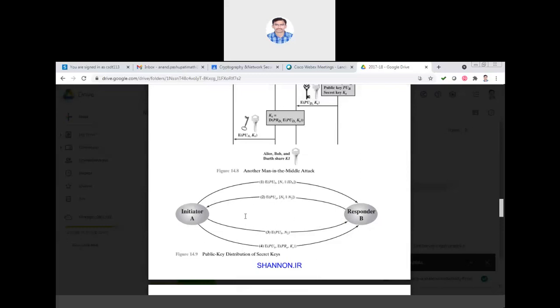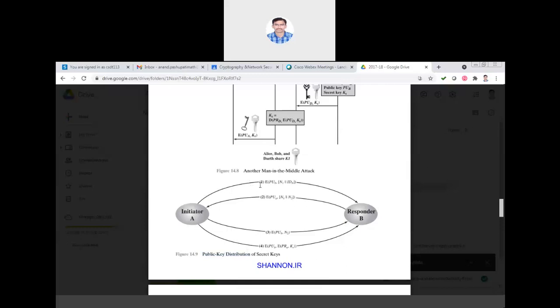Now it is simply enhanced. It's an enhanced version of the previous diagram. They try to secure the process, as it was not secure and a man-in-the-middle attack was possible during that process. So now they introduce public key encryption and hence distribution of secret keys. Now let us try to understand this process.